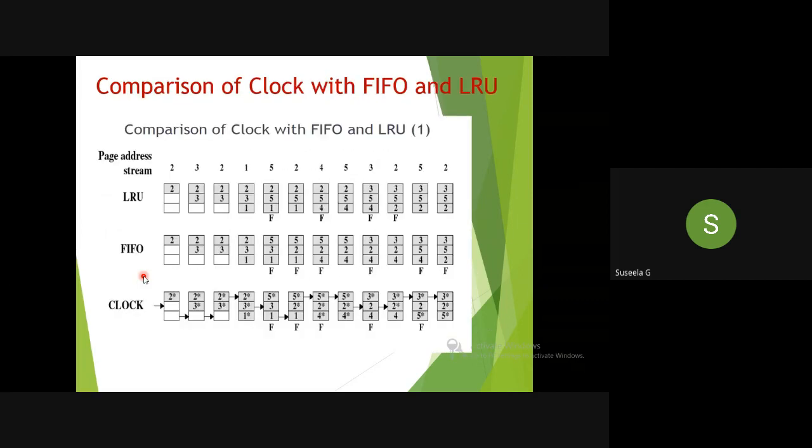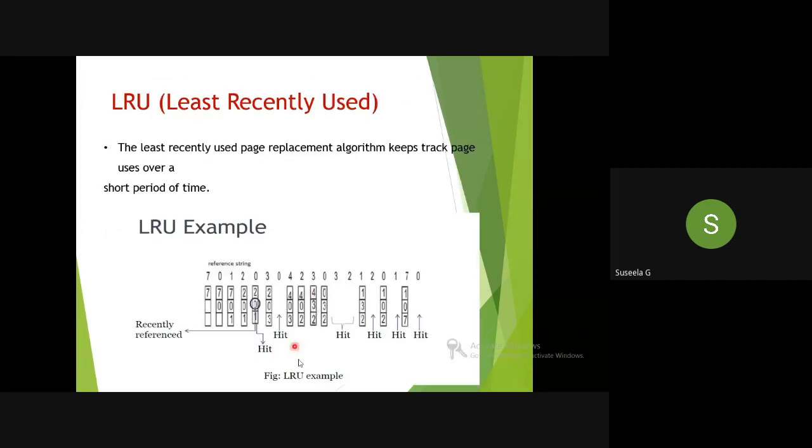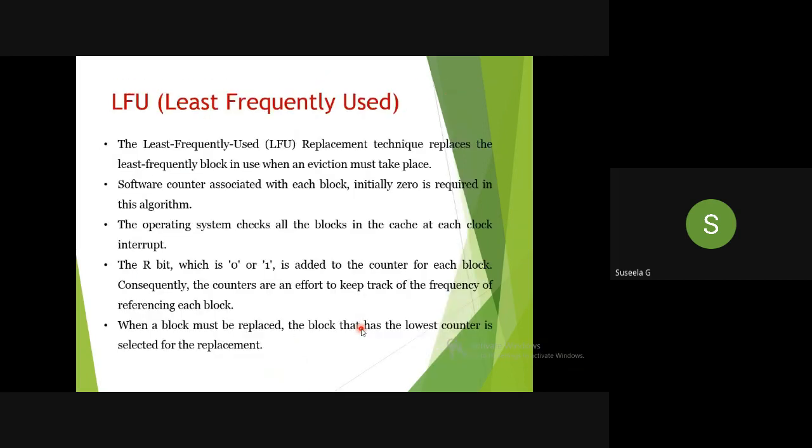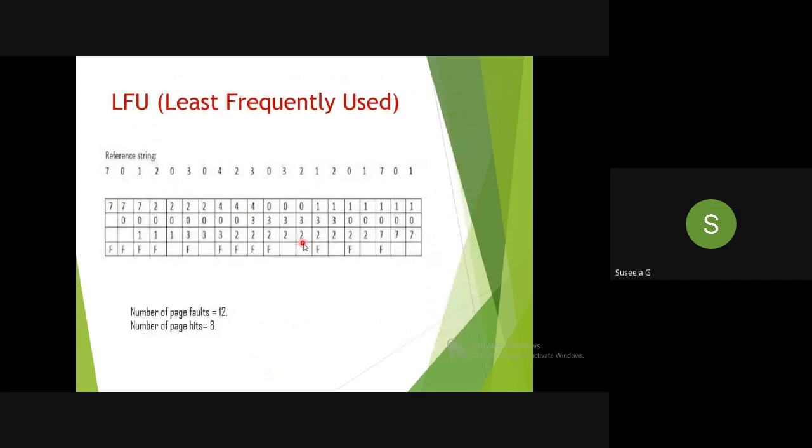In the previous examples, they have counted the hits, that is, hit means the item is available. In this particular example, they are pointing only the faults. The F means fault. Understand this. Don't get confused. This is about page fault, that is about page hit. Okay.